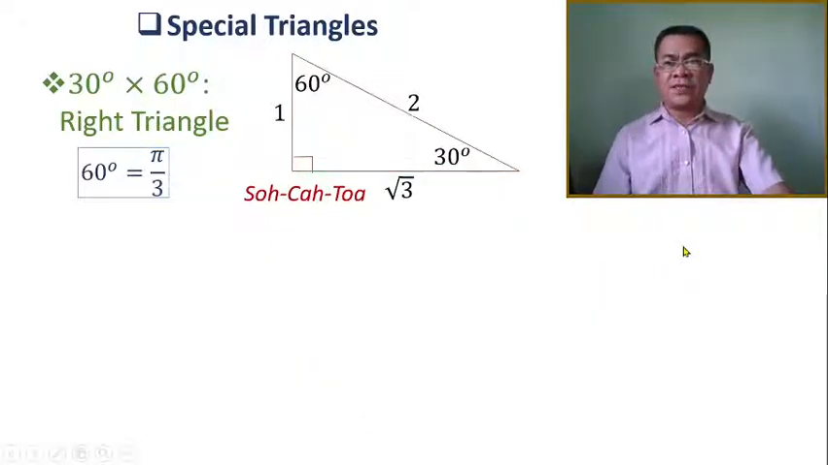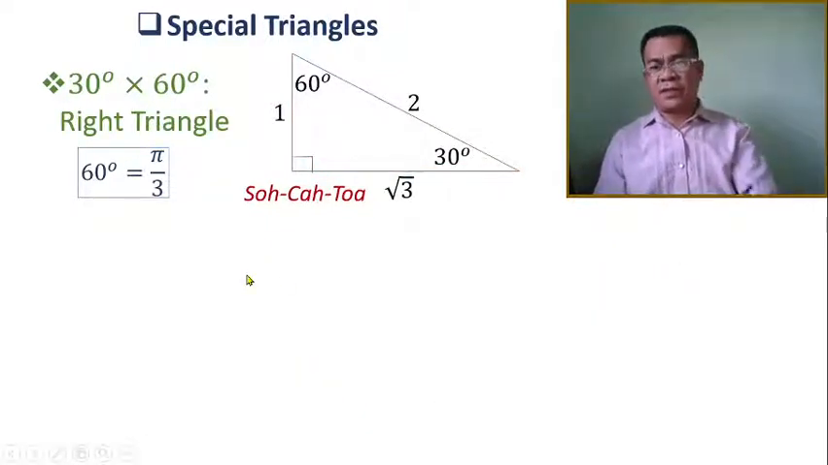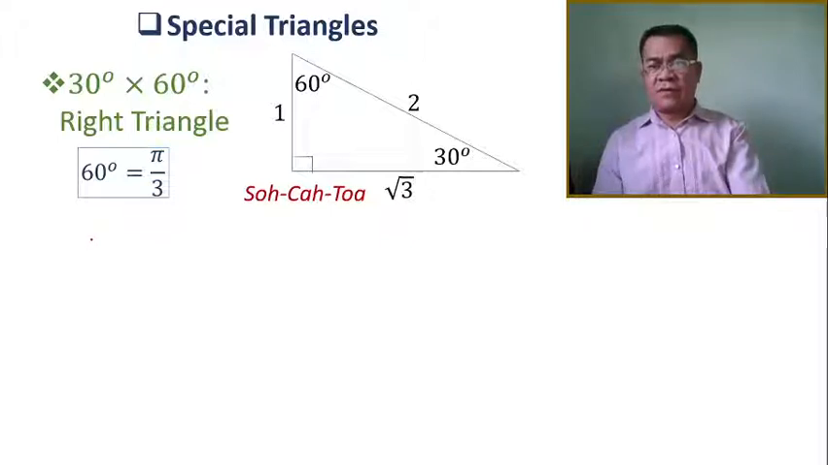Okay, so for the 60 degrees, or the pi over 3, converting this into radian measure, we have pi radian is equivalent to 180 degrees, so the degree measure can be cancelled out. Reduce the fraction, and it becomes pi over 3.